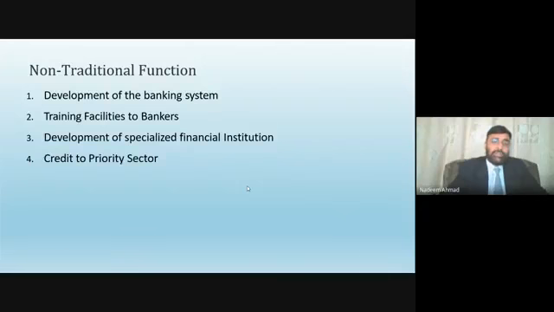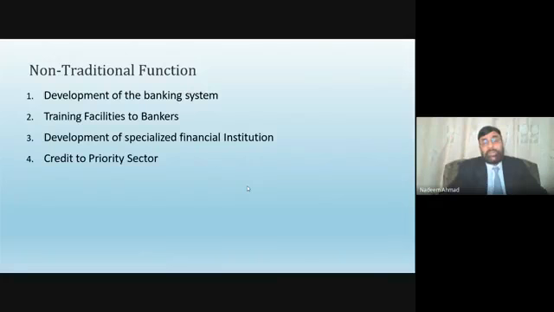Then training facilities to the bankers. Now, how can we provide training to the bankers, and the fresh bankers who are just coming up? Everybody knows at your home who trained you: your father, your mother. Absolutely fine. Same is the case here. The banker of the banks would provide guidelines to the bankers, the other banks as well. This is a training facility to the bankers.